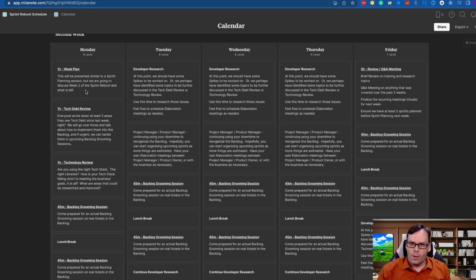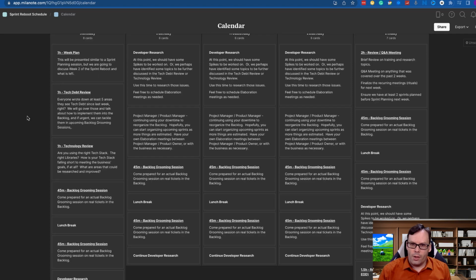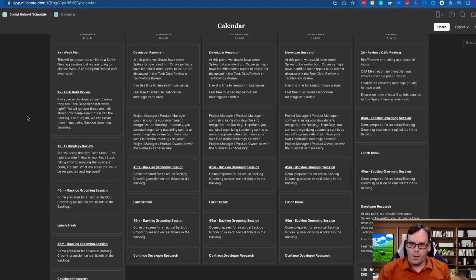On the second week, we're going to start off with the plan for the upcoming week, and it's going to be presented similar to a sprint planning session, but we're going to focus on week 2 of the sprint reboot and exactly what is left. After that, we're going to go into tech debt review, and we're going to ask everybody to write down some areas that they see tech debt in the project since last week.